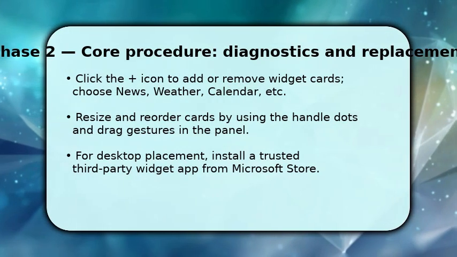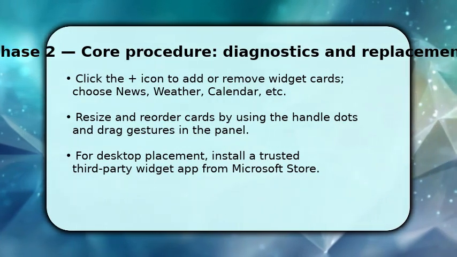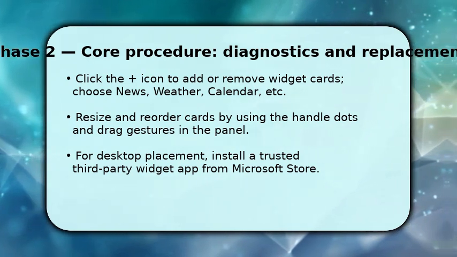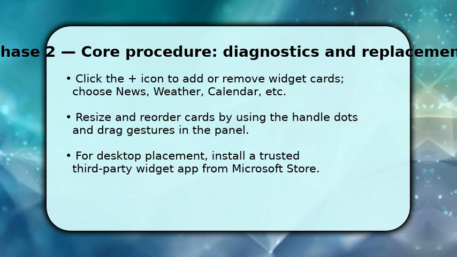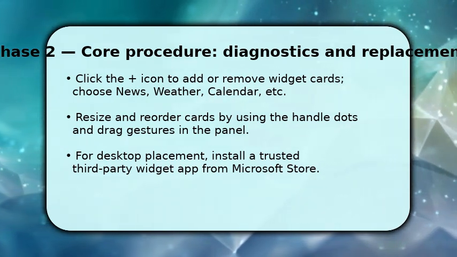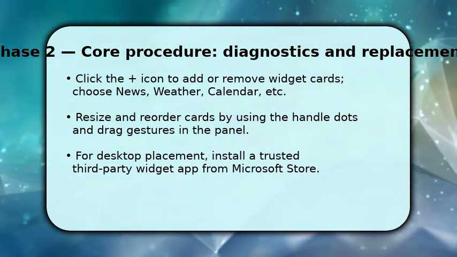Now customize. Add cards with the plus icon and edit each card's settings so the content matches your location and interests. You can rearrange and resize cards inside the widgets panel by dragging the handles. This helps prioritize what you'll want quick access to.